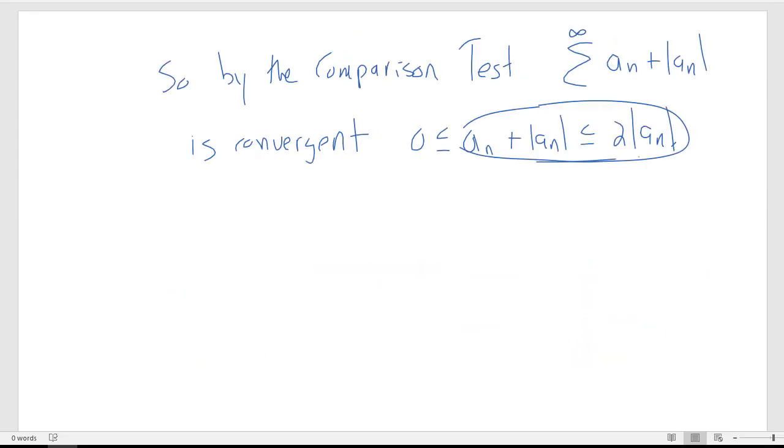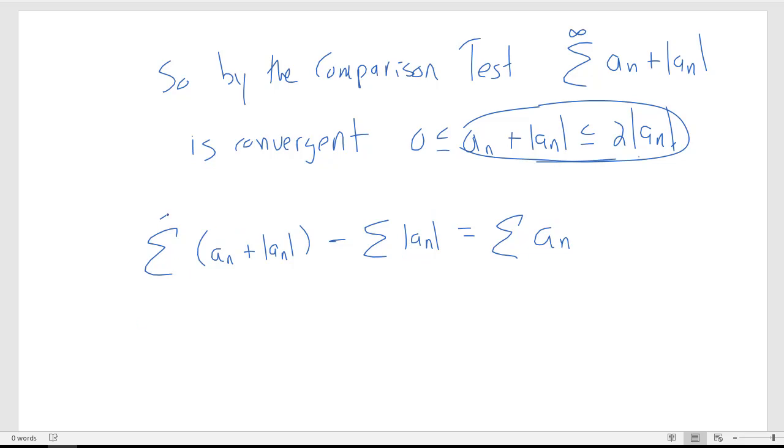So if we play a fun little game with algebra, then we can say the following. We know the sum of a sub n plus absolute value of a sub n, minus the sum of absolute value of a sub n, we're going to get just the sum of the original series a sub n. So this term here, the absolute value of a sub n, and this sum of absolute value of a sub n, those cancel out, and I just get my original series.